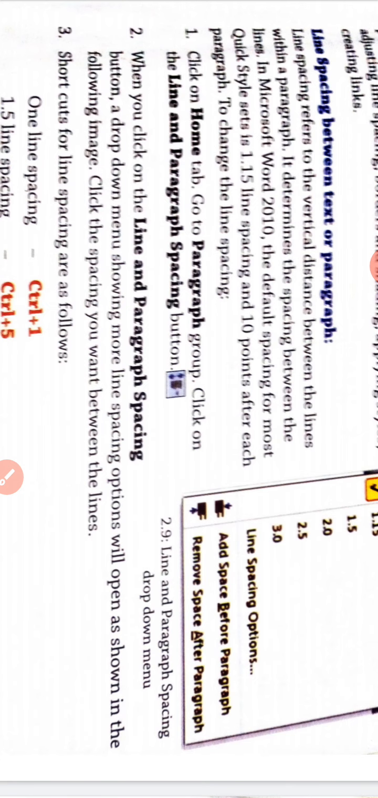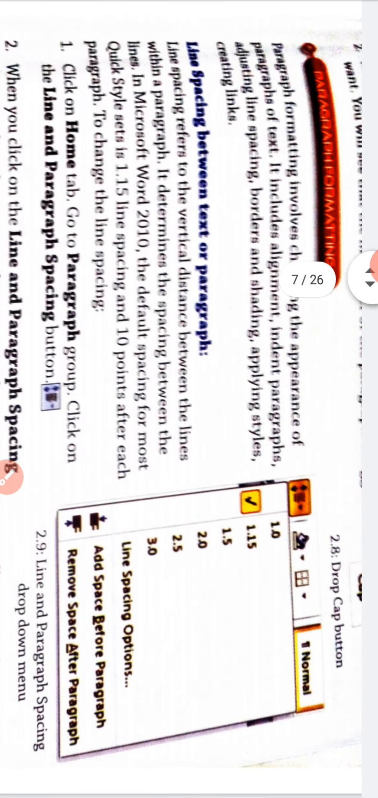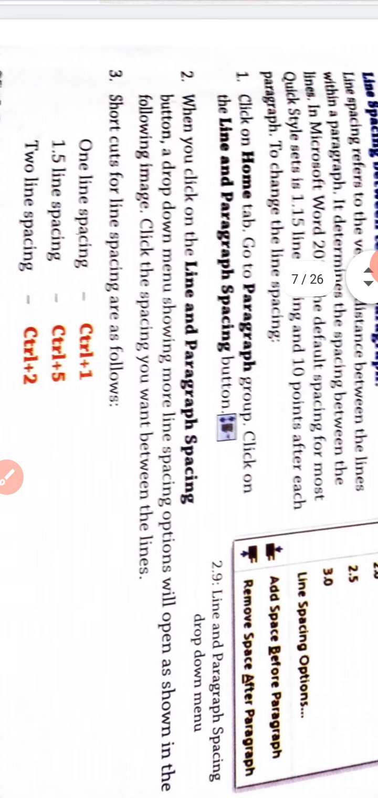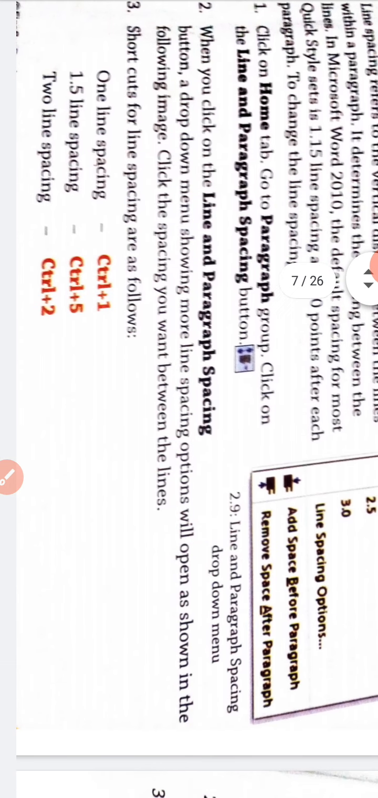Once again, the following steps to be followed to change the line spacing. Click on Home tab, go to Paragraph group, click on Line and Paragraph Spacing button. Step 2. When you click on Line and Paragraph Spacing button, a drop-down menu showing more line spacing option will open as shown in the following image. Click the space you want between the lines.